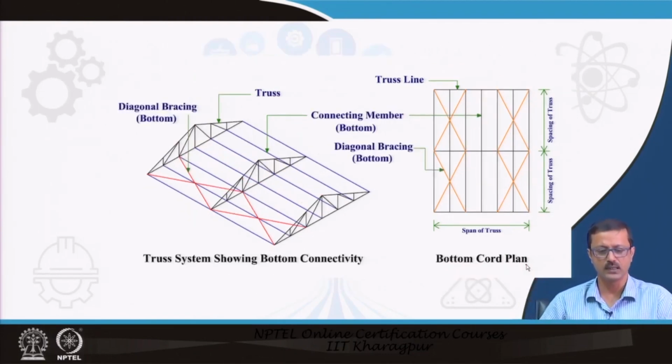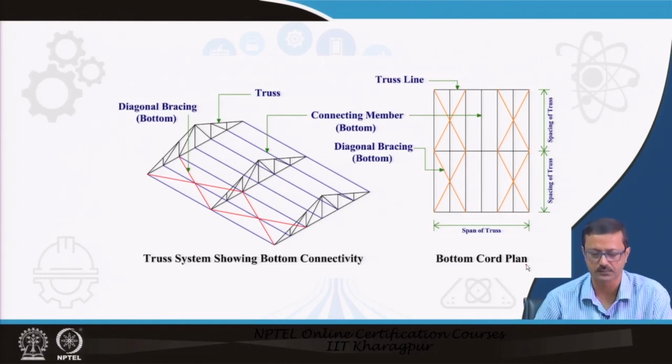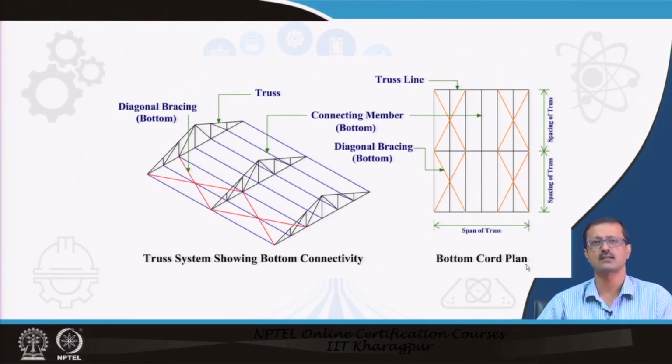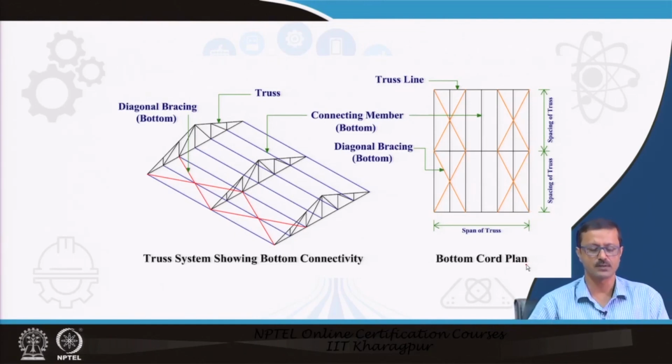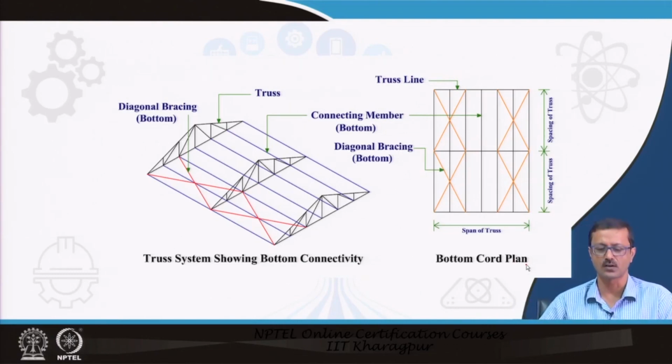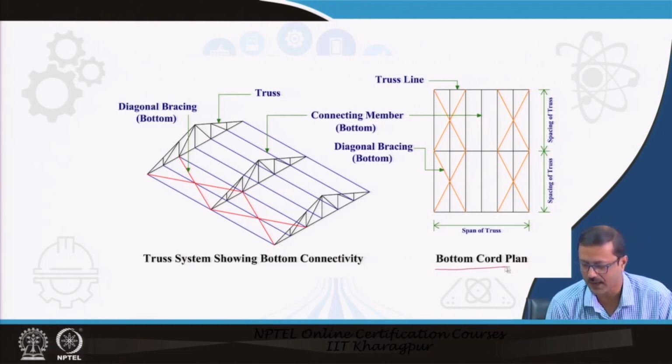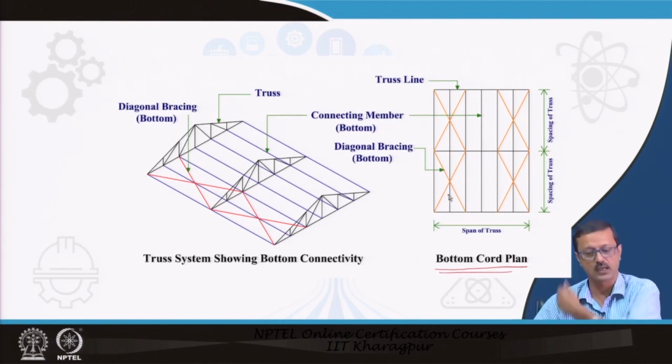Now you see, in the bottom chord you can place the purlin. The connecting members in the bottom chord may not be called purlins, but they are horizontal members, the bottom chord purlin members you can say. So, those can be placed, and you can also place some diagonal bracing in the bottom chord. If you do that, then you have to draw the bottom chord plan also, which shows the bottom connecting members and also the diagonal bracings at the bottom.